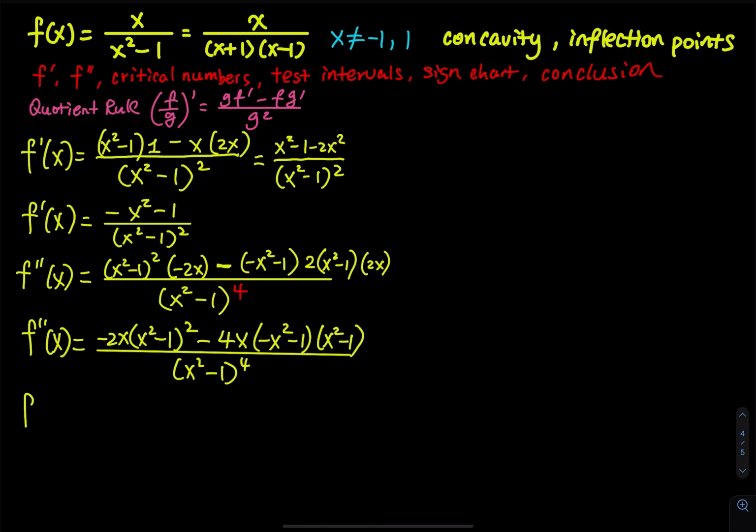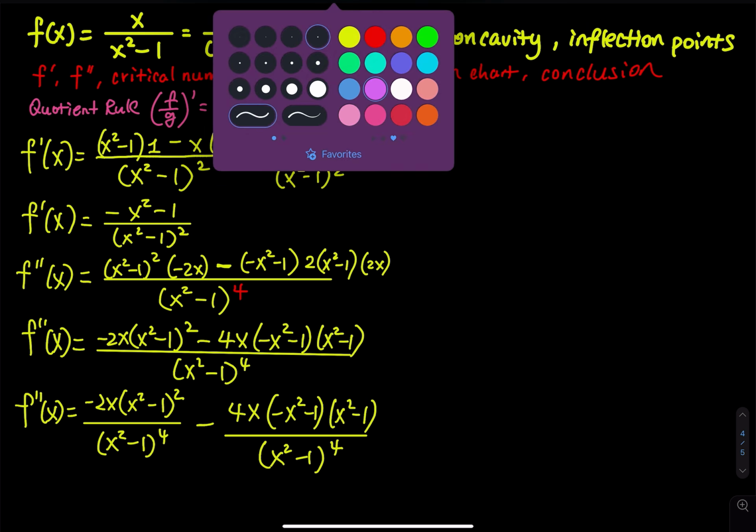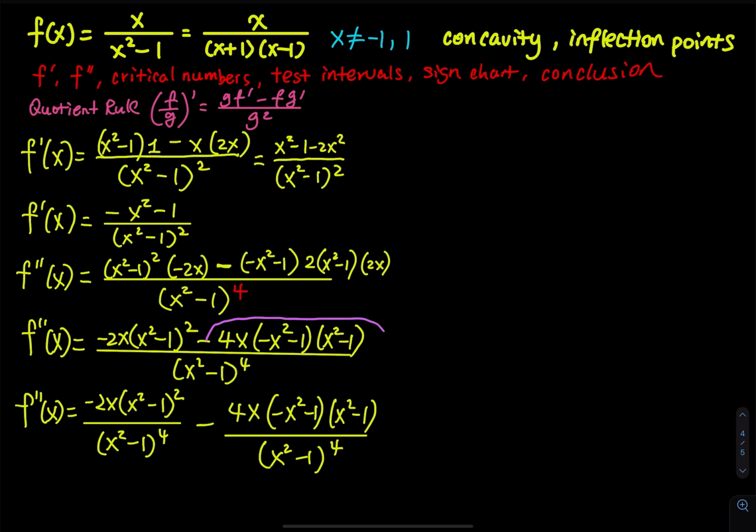So double prime is equal to negative 2x times x squared minus 1 squared, divided by the fourth power, x squared minus 1 to the fourth power. See, there are some cancellations. And then minus 4x times negative x squared minus 1 times x squared minus 1, divided by the fourth power, x squared minus 1 to the fourth. And then just to let you know, this minus goes right over here. All right, so that's the minus.